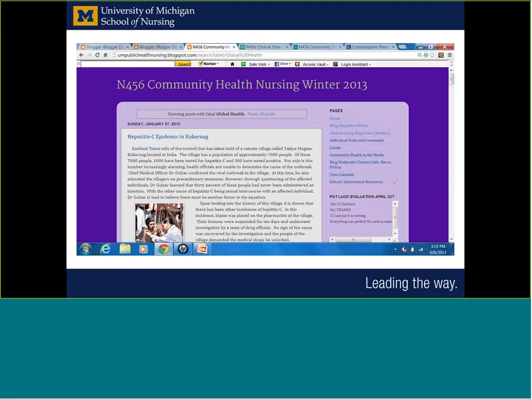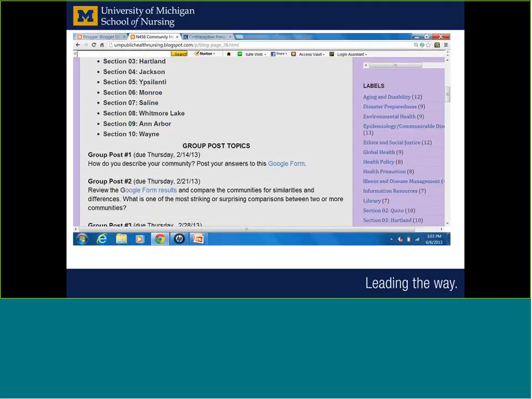And the purpose is to allow each clinical section to address a question each week about their community, the progress of their community assessment. And then the next week, they will answer a question which asks them to look at the contributions by each clinical section and compare and contrast the information. And that compare and contrast includes our international partner.